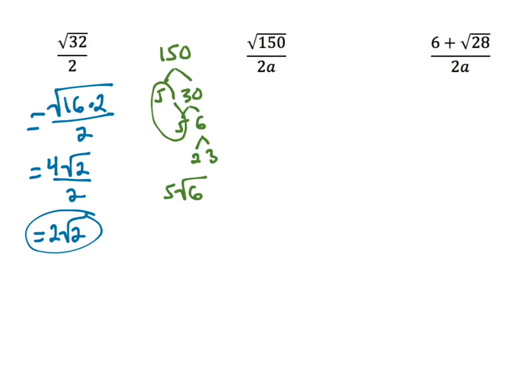So I could just say that's 5 radical 6, right? That's one of these partnered up, and 2 times 3 is 6. Or I could do it the longer and safer way.